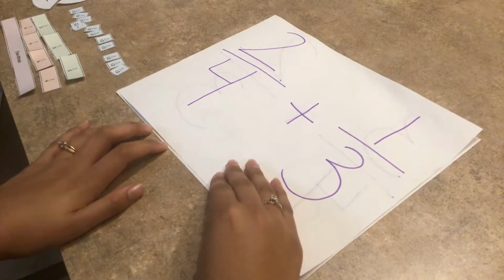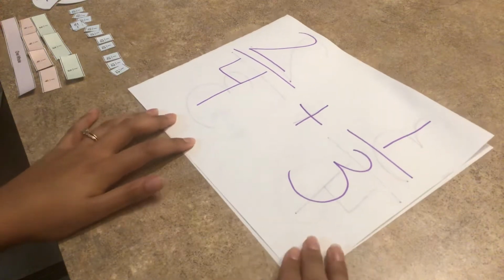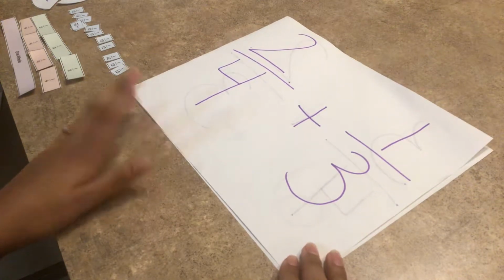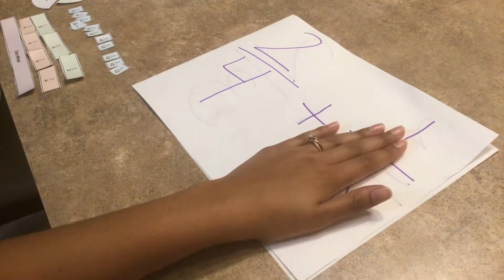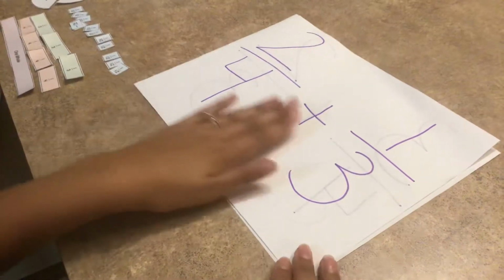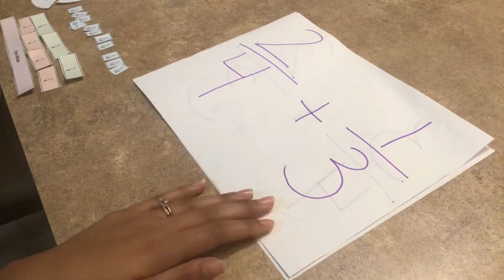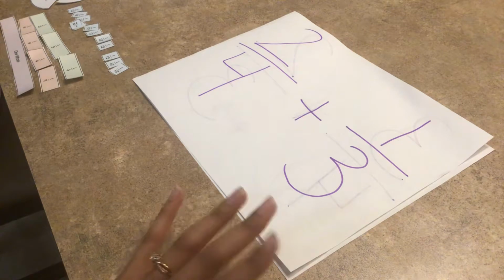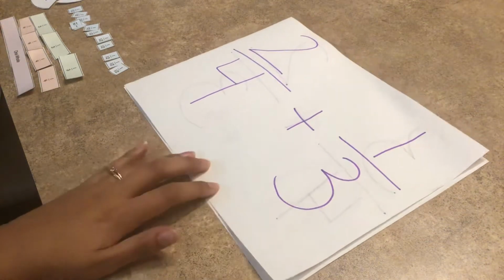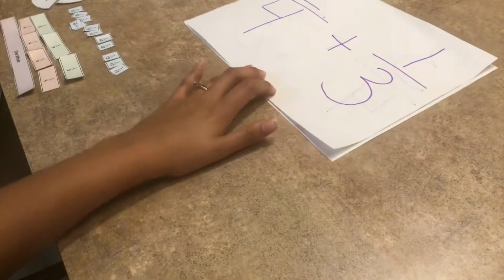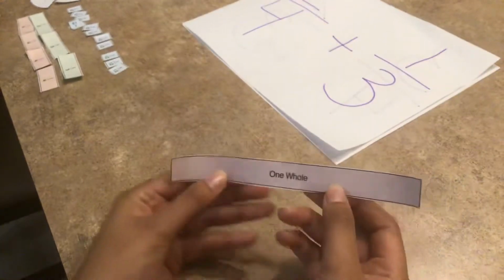So a common misconception that students may have is they may think, well, I'm adding, so I could just add straight across. 2 plus 1 equals 3. 4 plus 3 equals 7, which would come out to 3/7. But that's not how we solve this problem. So, to show how we solve this problem, I'm going to be using a linear model.